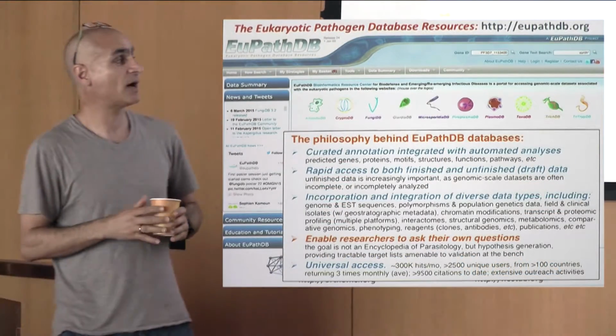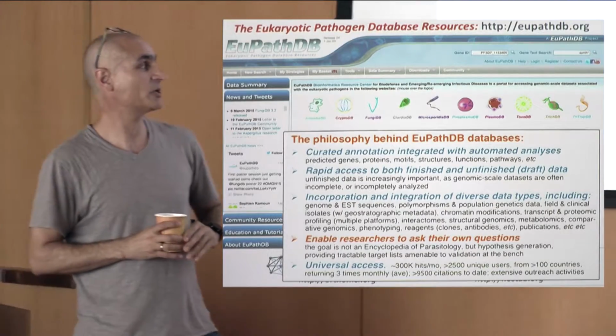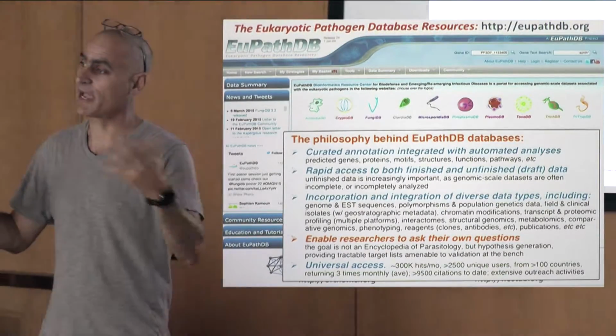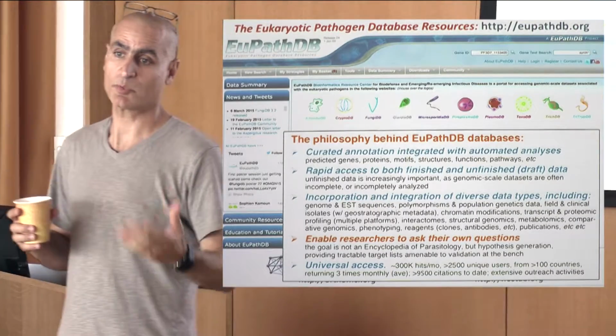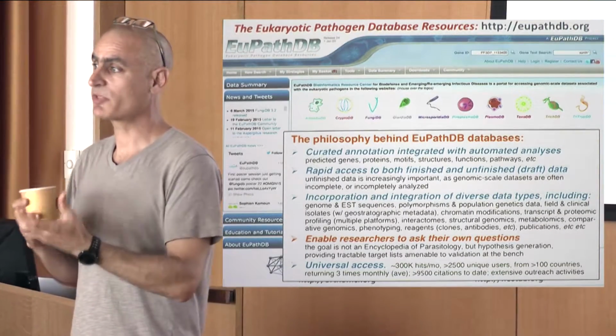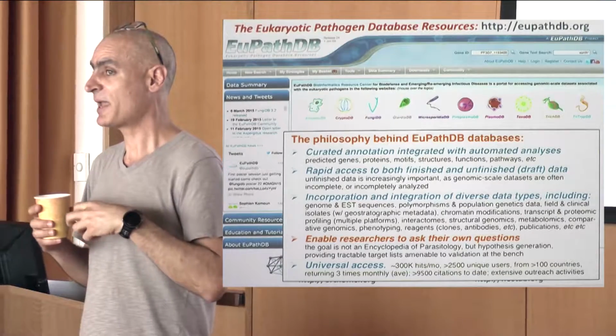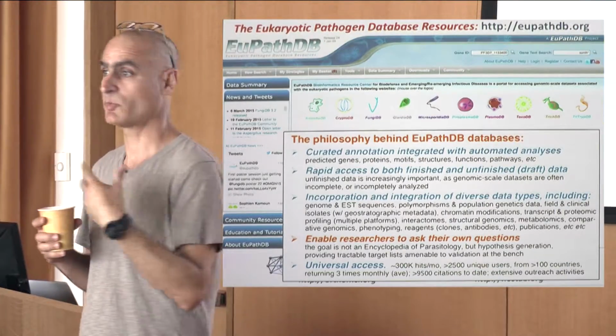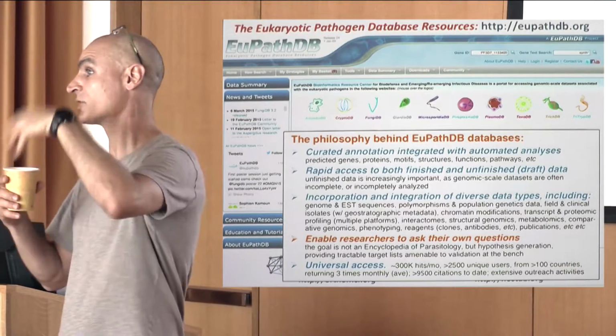The philosophy of all of these databases, and in particular PathDB, is really to try and take all of this data that's being generated by scientists all over the world and put it into a database that makes it very accessible by the basic scientist, the scientist who wants to ask questions about that underlying data.